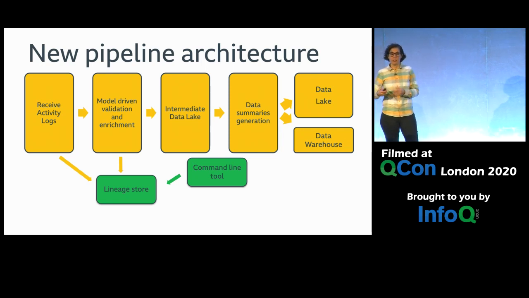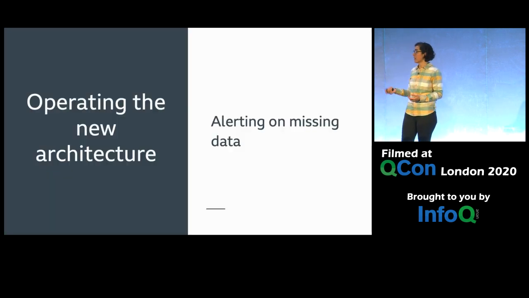But then we don't want to be running this manually all the time. This is not productive developer time. So we added some alerts as well on top of this lineage. And one of the main alerts is, when is data missing?